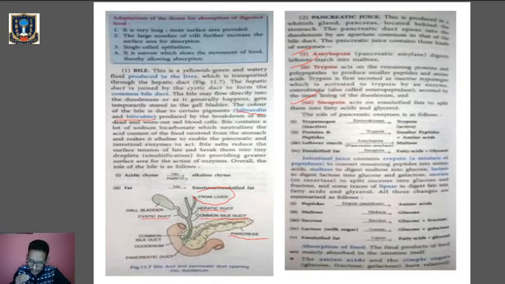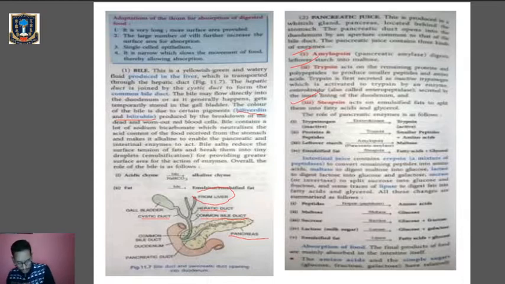So all these enzymes are present in intestinal juices. So pancreatic juice contains the enzymes amylopsin, trypsin and steapsin, and your intestinal juice contains the enzymes erepsin, maltase, sucrase, lipase and lactase. Clear? So remember the name of the enzymes and in which particular juice they are present.